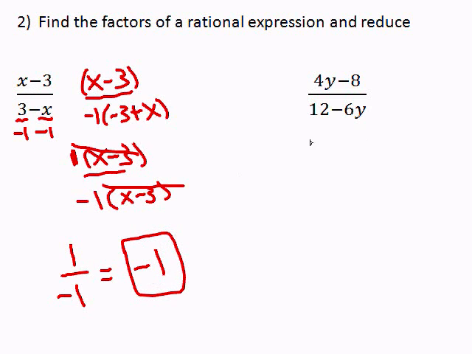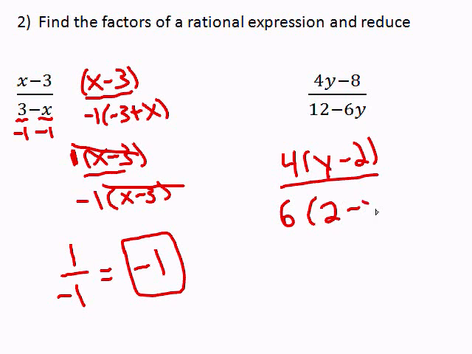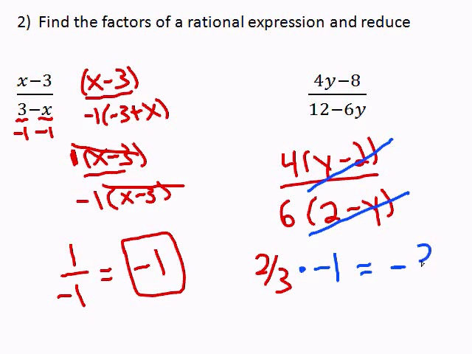Let's use the second example to demonstrate that point. Top, they're divisible by 4, leaving us with y minus 2. The bottom is divisible by 6, leaving us with 2 minus y. We can reduce the 4 and 6, giving us 2 over 3. And just like the previous problem, we notice that y minus 2 and 2 minus y are the same, except the order is different and they're separated by a minus sign. So we can make that a negative 1, giving us in the end negative 2 over 3.